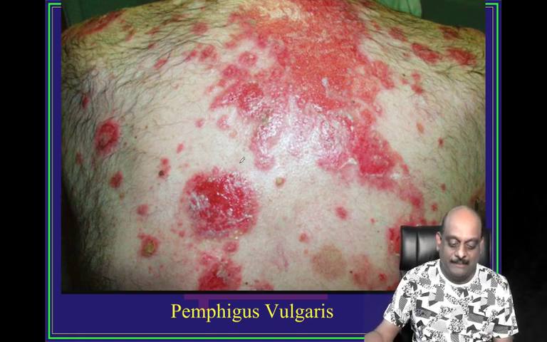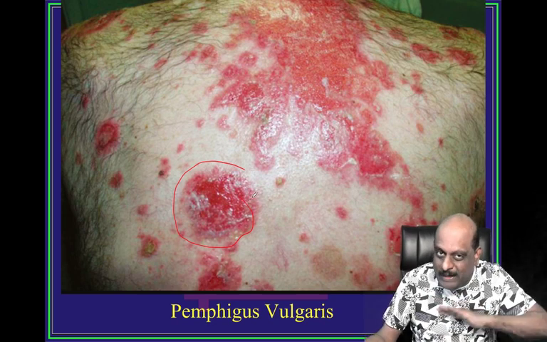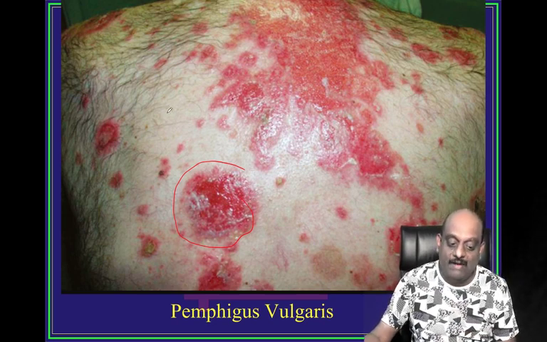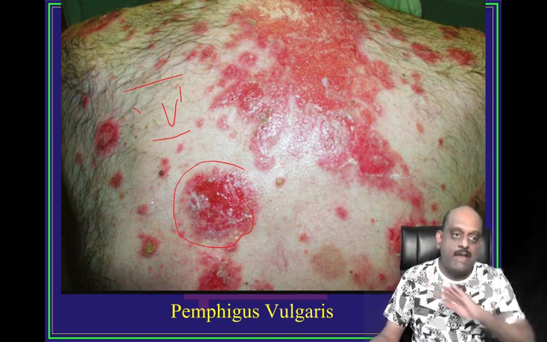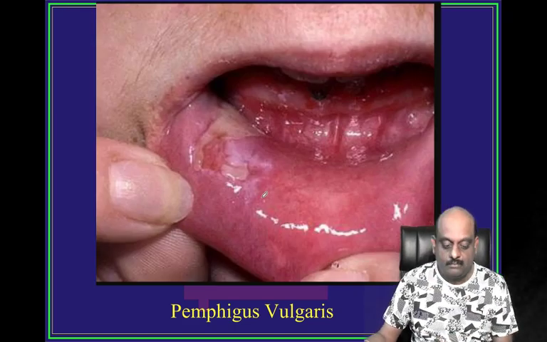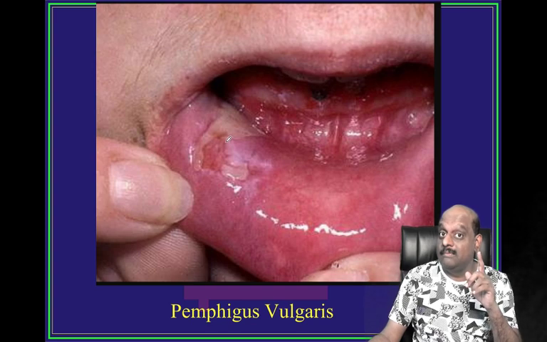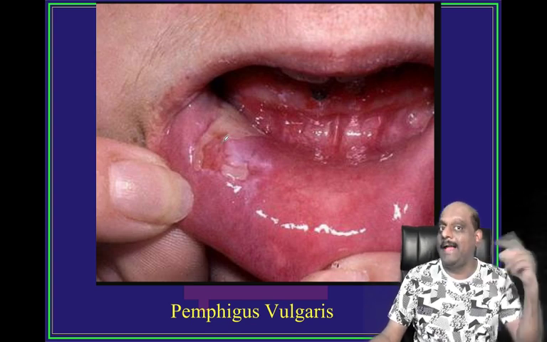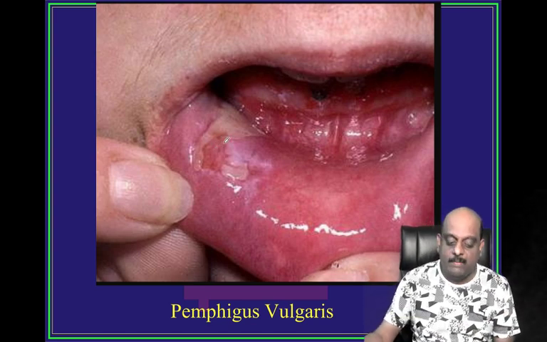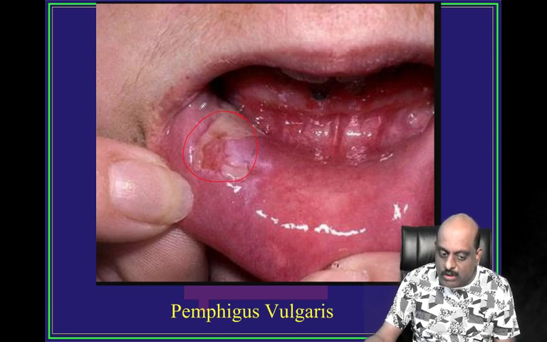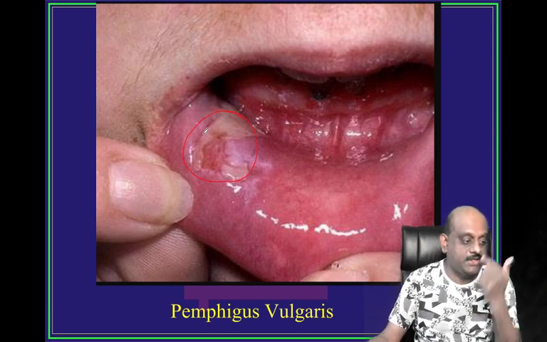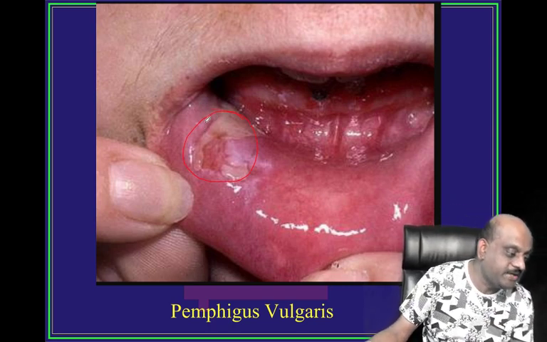So, flaccid bullae. Wo hota hai vulgaris mein. Right? Vulgaris mein flaccid bullae. And bullous pemphigoid and pemphigus vulgaris, what is the main difference? Pemphigus vulgaris also has mucosal involvement, which is the classical feature.